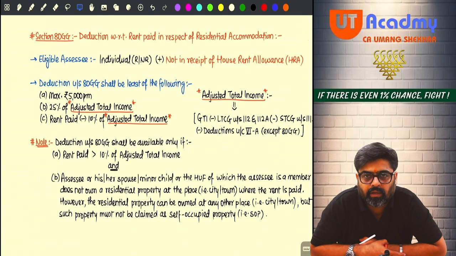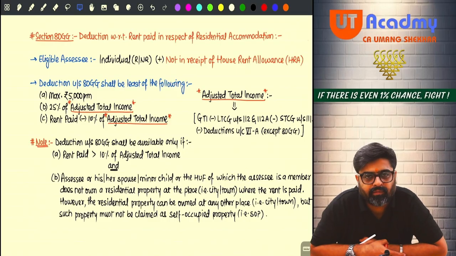A, B, C, whichever is lower. See, do you remember the limits of HRA exemption? A, actual HRA received. But here it cannot be actual HRA received, so take it 5,000 rupees per month. So instead of actual HRA received, what you will take? 5,000 rupees per month. There it was 50% or 40% of salary, depending on where you are paying your rent. If you are paying rent in metro, then 50% of your salary. Other cities, then it is 40% of your salary.